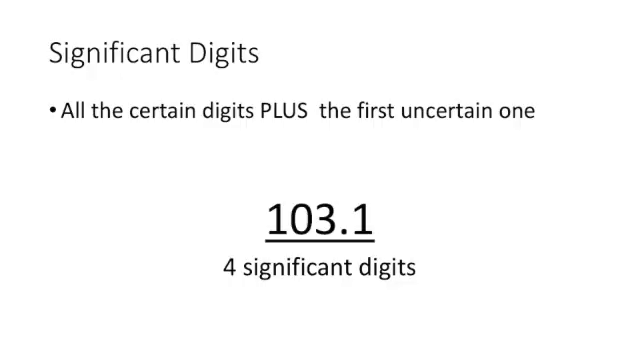So in an example like 103.1 millimeters, the number of significant digits is 4. It includes the 103, the certain digits, plus the 0.1. So all the certain digits plus the first uncertain digit. And when we count significant digits that way, they're immune to changes in units. So 103.1 millimeters is the same as 10.31 centimeters, but 10.31 centimeters still has 4 significant digits, even though it now has 2 decimal places instead of 1.